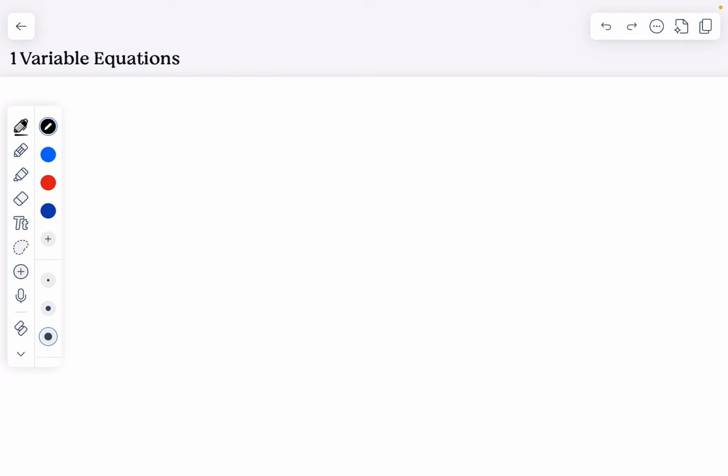Firstly, let's define what an equation is. An equation is a mathematical statement that shows that two expressions are equal, and in our case, with variables. A variable is a symbol, often a letter, like x or y, that represents an unknown or changing quantity. And solving an equation means finding the specific values for the variables that make the equation true.